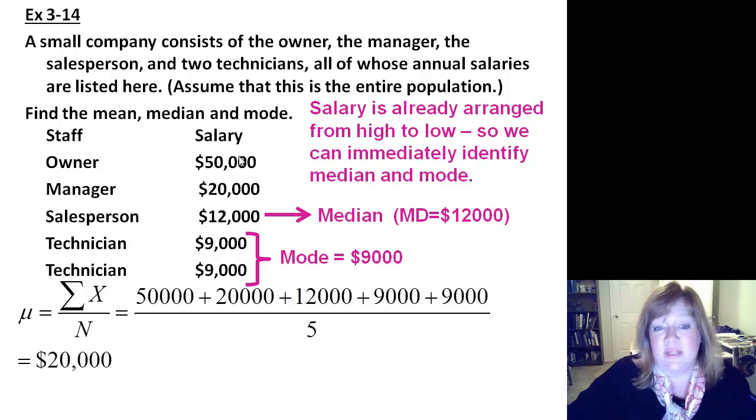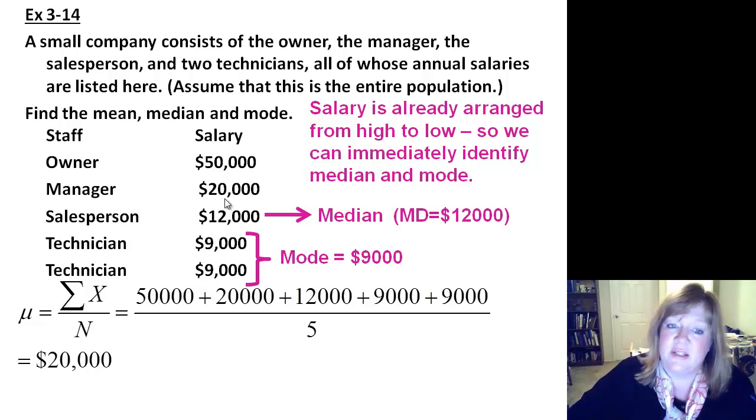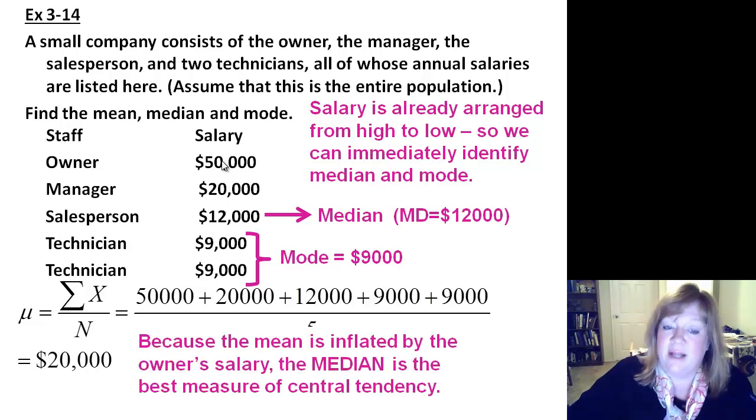That doesn't really give us a good indicator, because 50,000 is more than double anybody else makes. So this is considered what they call an outlier. Because the mean is inflated by the owner's salary, the median is actually the best measure of central tendency.